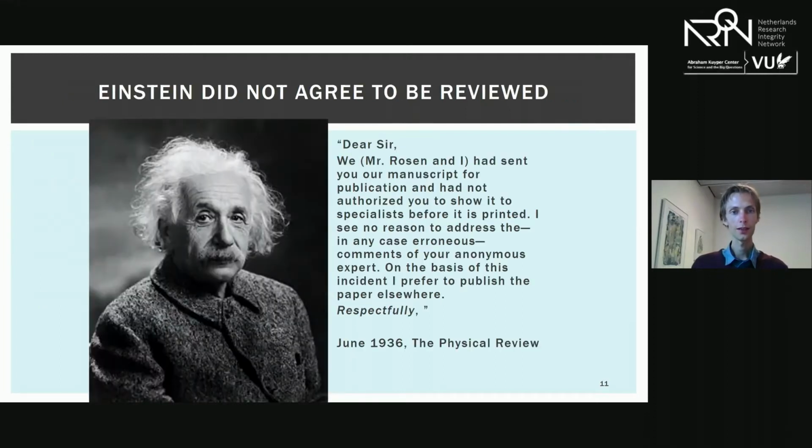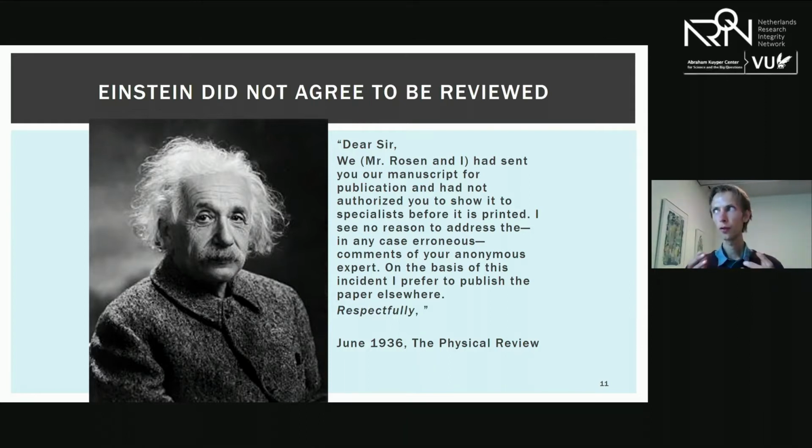Just to illustrate the fact that peer review is not as old as we might think, this is this interesting and quite well-known example of Einstein in the second half of the 30s, being very angry when he finds out that one of his articles was sent out to some peers before it was being published. Well, just showing that people were really not used to having their articles reviewed just 80, 90 years ago. So peer review as a system is not as old as you might think.